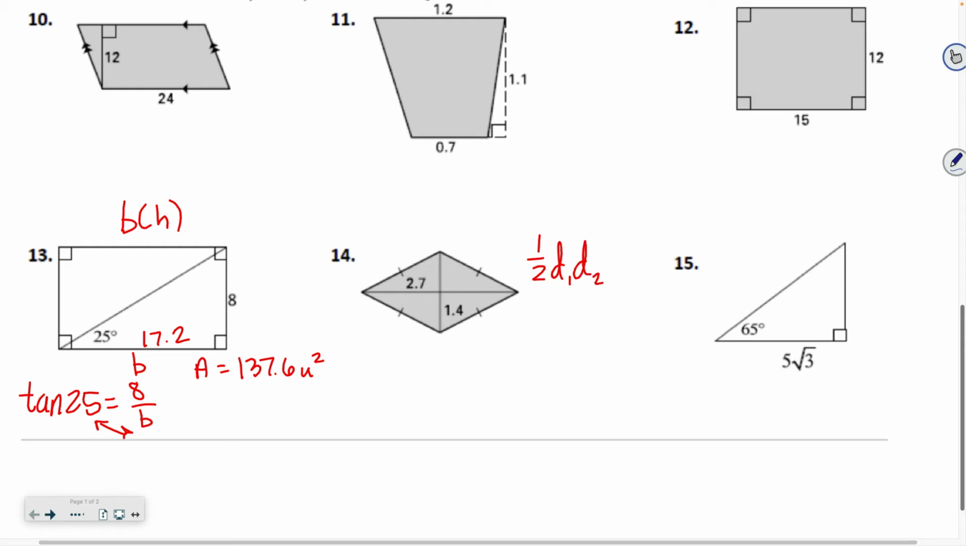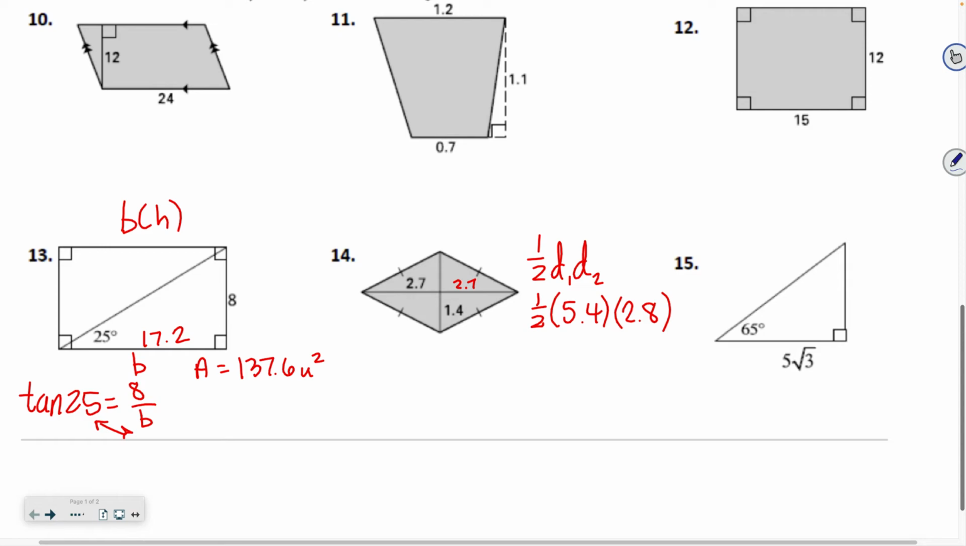One half diagonal 1 times diagonal 2. Now, Peyton asked me earlier, was the diagonal halfway or all the way? All the way. So 2.7 is only halfway, so I got to do another 2.7. Well, 2.7 plus 2.7 is 5.4. So what is the length of the other one? 2.8. So one half diagonal 1 times diagonal 2. You've got to double it because it only gave you half of it.